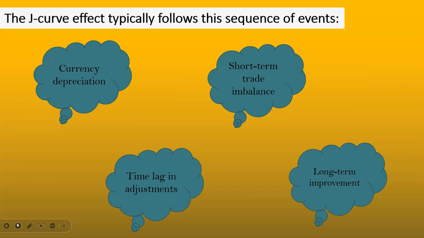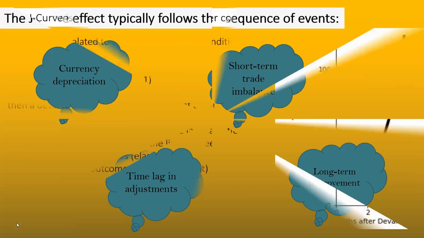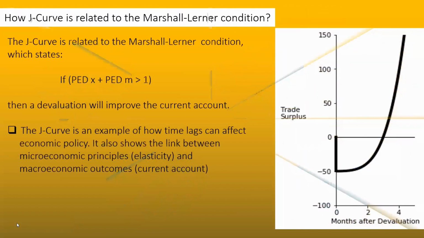Over time, as consumers and businesses adjust to the new price levels, the trade balance is expected to improve. Exports increase, imports decrease, and the trade deficit diminishes. The J-curve effect is often used to explain why a country might not immediately benefit from a currency depreciation in terms of an improved trade balance.